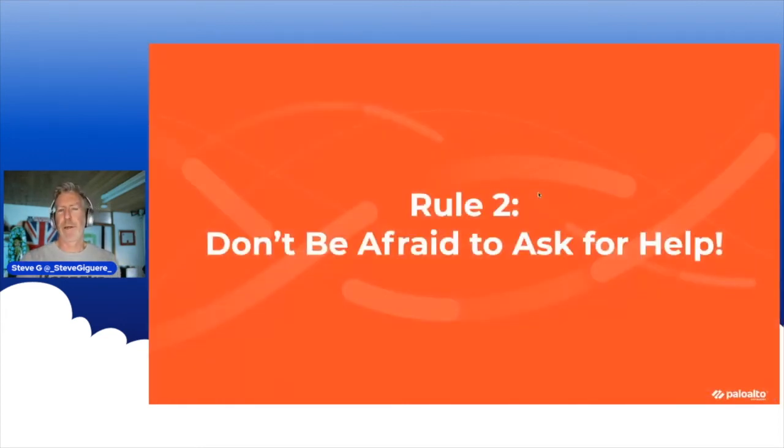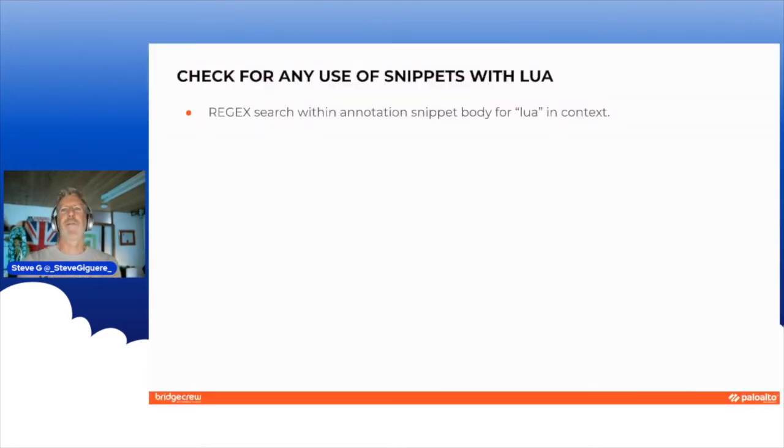The second one, don't be afraid to ask for help. We completely took this from a conversation. I think some of the major players in Kubernetes security were involved in creating regular expressions that can allow you to check for things. The first thing we decided to check for was just looking for a snippet that has the Lua language in it. Lua is great for NGINX.conf, but it makes almost no sense for a snippet.